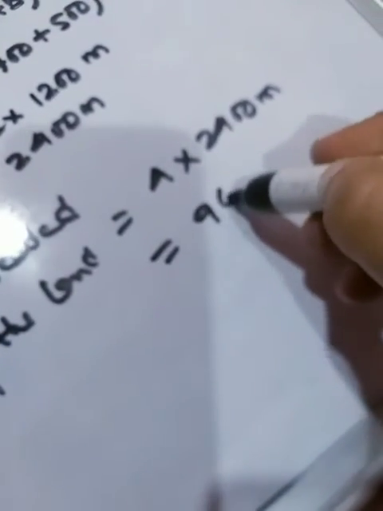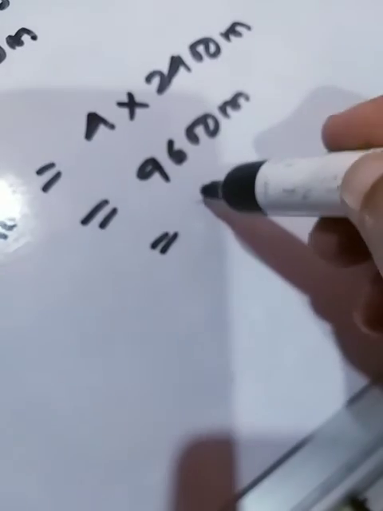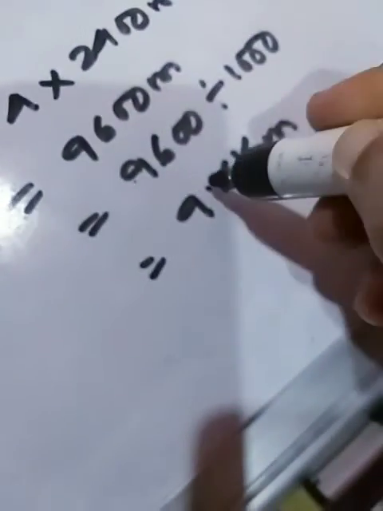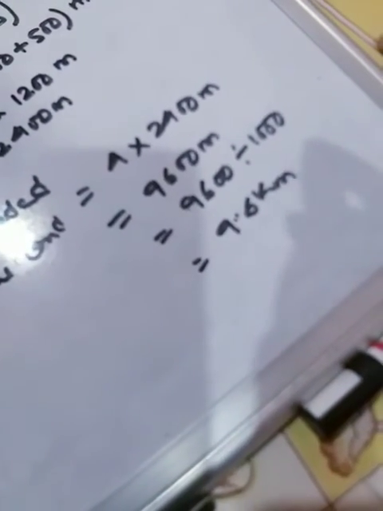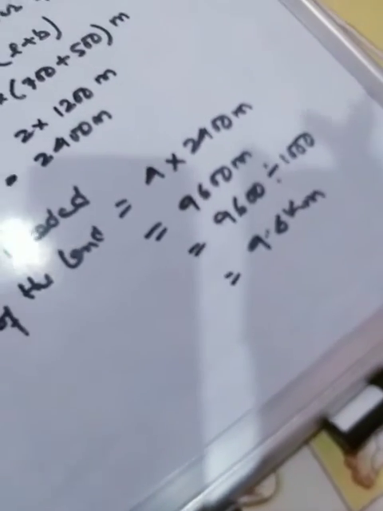The final product is 9600 meter, and if you want to convert it into kilometer form, we have to divide this value by 1000. Fine. So you will get the answer as 9.6 kilometer. So the total measurement of the wire would be 9.6 kilometer. I hope you have understood, all of you. See, this sum is very easy and very important.